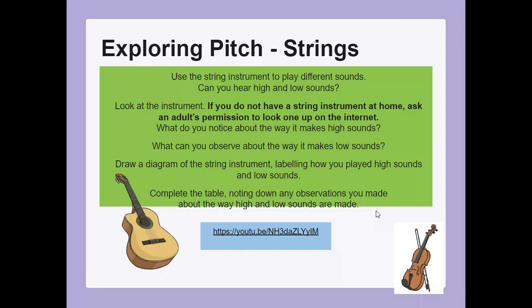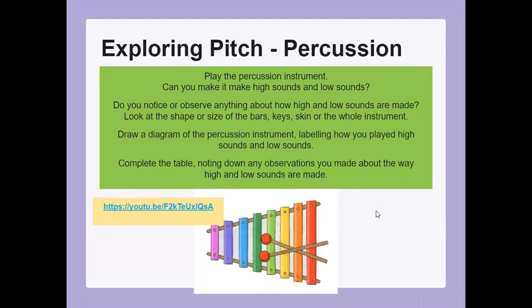There's only one grid on that page, so you can print 3 because you'll be looking at 3 different types of instruments, or you can just print the one and then draw the rest on another piece of paper to save some printing. Okay, complete the table, noting down any observations you've made after watching the video, or if you have the instrument, after playing with the instrument.